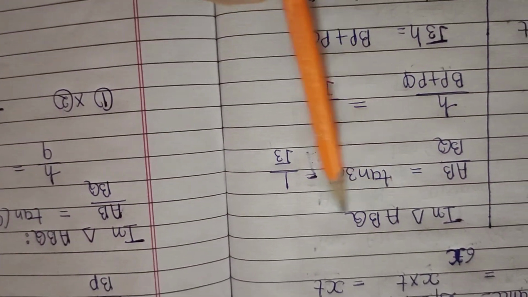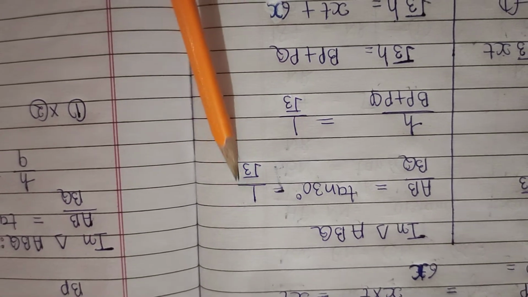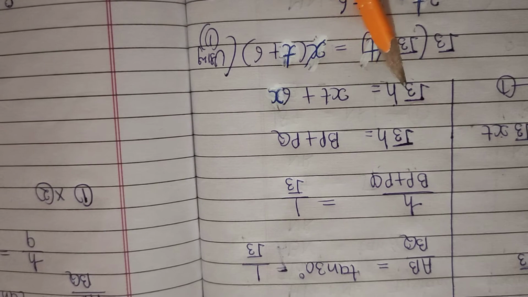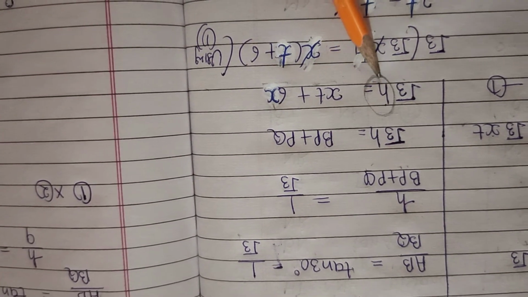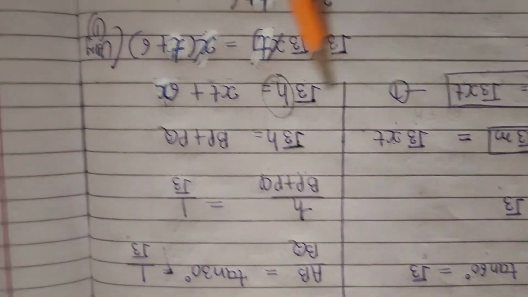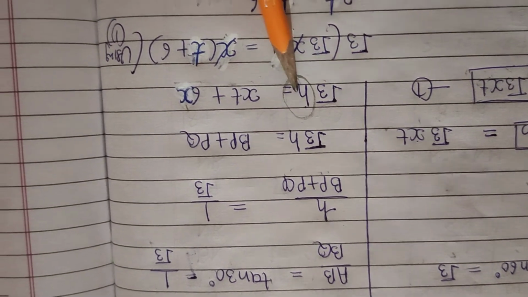Similarly, in triangle ABQ, AB by BQ is equal to tan of 30, which is equal to 1 by root 3. Solve it. In the last, we will find that root 3h is equal to xt plus 6x. Now put the value of h from equation 1. We can put the value of h here because we don't need to find h. So we will put the value of h here.